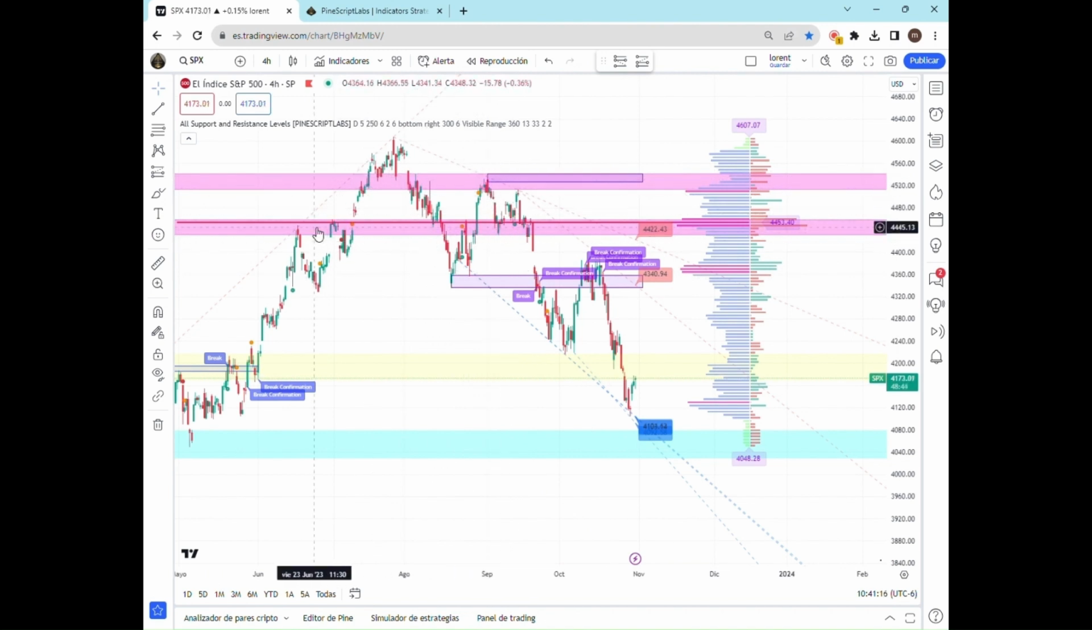First, we observe macro supports in light blue and macro resistances in pink. These channels are automatically formed based on market data, identifying pivot points in the price history and determining the strength of these levels based on the number of pivot points within these channels.